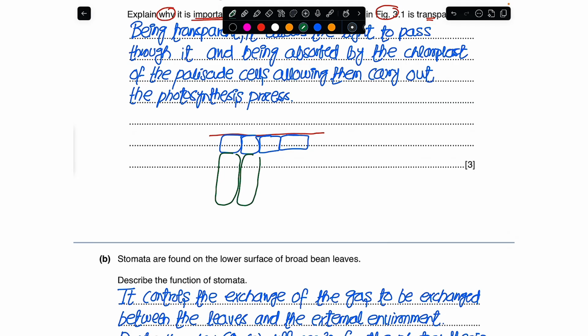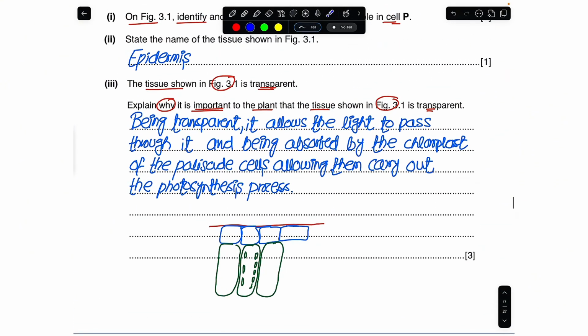And as far as these palisade mesophyll cells are concerned, what we know from our prior knowledge is that they have abundant chloroplasts in them. So you see, when these upper epidermis cells are transparent, this means that the light would not be blocked and it would fall directly on the palisade mesophyll cells, allowing their chloroplasts to absorb more of the sunlight to photosynthesize more, making more glucose. So for 3 marks, we would say that since these are transparent, they would not block the light, but rather would allow the light to pass through them.